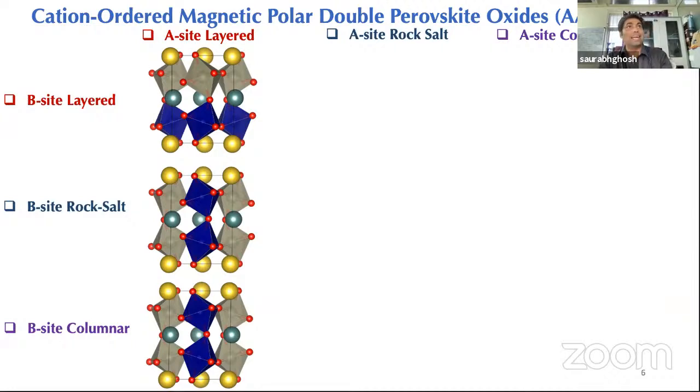So the A sites are layer ordered. You can see the A sites are layer ordered, but in the first one, the B sites are also layer ordered. In the second, the A sites are layer ordered, but the B sites are in rocksalt ordering. And in the last figure here, the A sites are layer ordered and the B sites are columnar ordered.